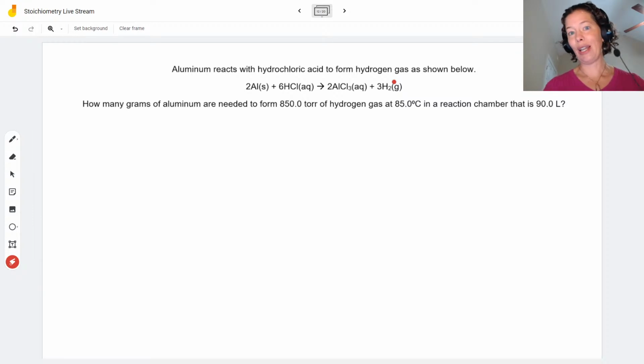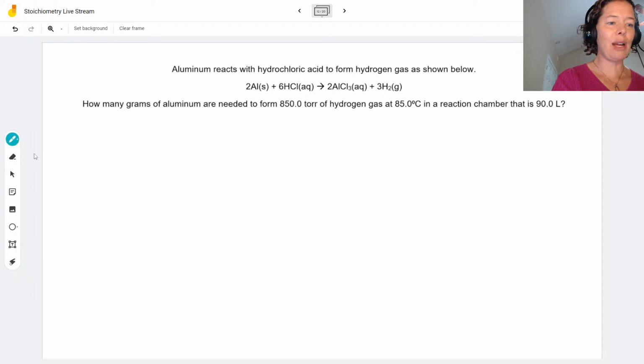I have no moles anywhere here. Now, because we're not at STP, I cannot use this 90 liters and the conversion factor 22.4 liters per mole to convert to moles, because we are definitely not at the correct pressure or the correct temperature. So I need another way to convert all this information about hydrogen gas into moles. And the way we do that is with our ideal gas law.